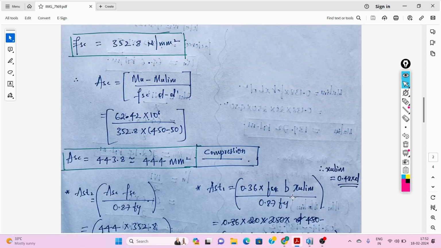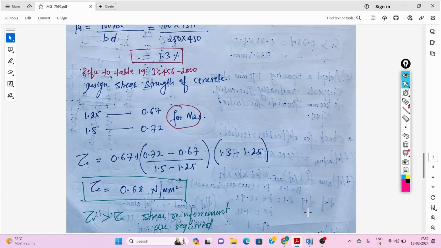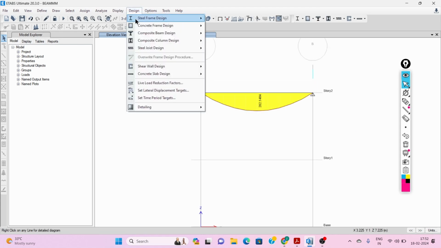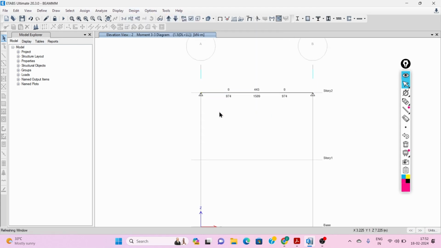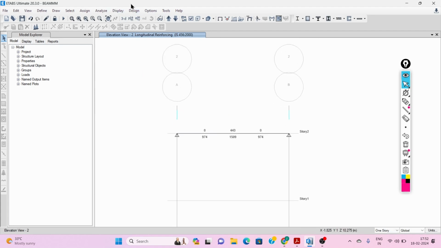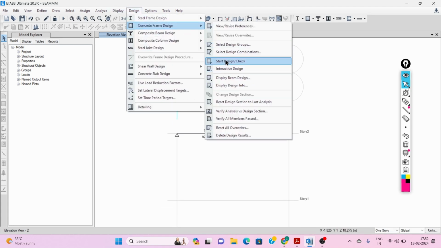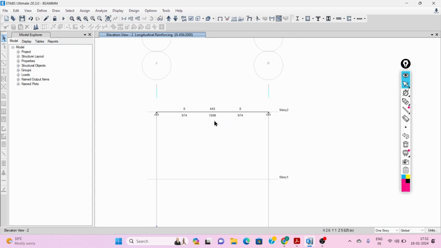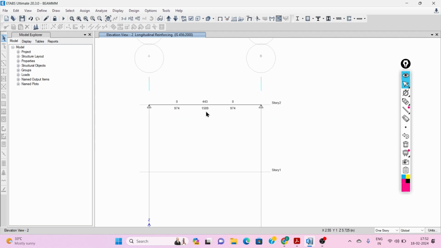So we need to find AST also. Just go to Design, Concrete Frame Design, Start Design Check. Okay, so this is the AST. Bottom AST we are getting 1509. Top AST we are getting 443.